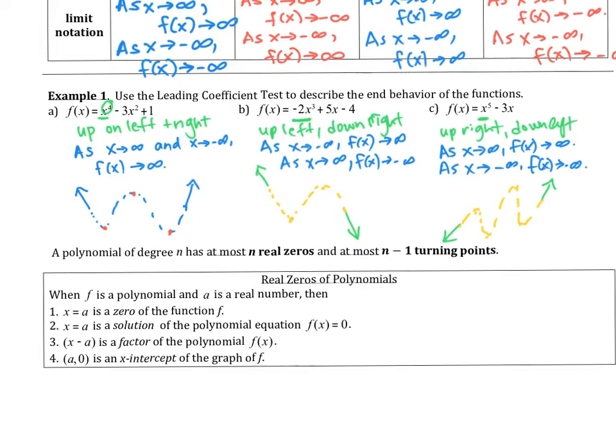The box below is describing synonyms for the zeros of polynomials. When f is a polynomial and a is a real number, then if x equals a is a zero of the function, that's the same as saying x equals a is a solution of the polynomial equation f of x equals 0, because to find the zero, you set the function equal to 0. It's the same as saying x minus a is a factor of the polynomial, because if I were to factor this and set it equal to 0, I would get x equals a. And it's the same as saying (a, 0) is an x-intercept of the graph of f, because I set the y equal to 0.